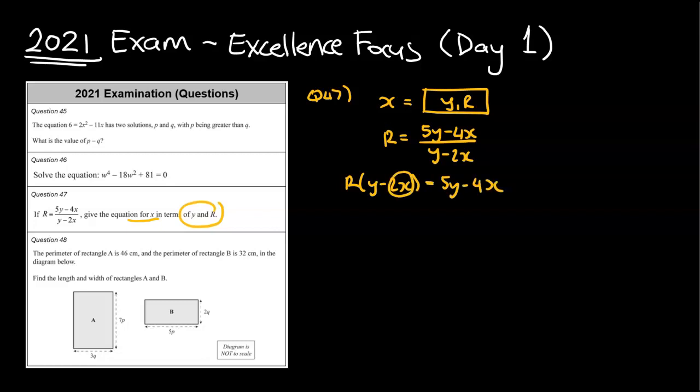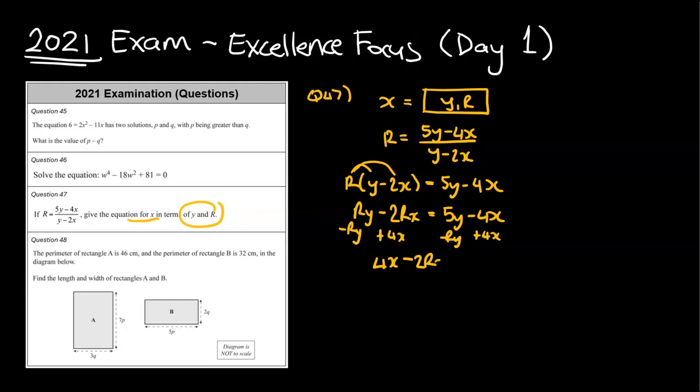This x is still locked away in a bracket, so it doesn't really help us yet. So we need to expand this. So that's going to be ry minus 2rx, and that there will be equal to 5y minus 4x. I'm going to move all the x's to this side and everything else to this side here. So I'm going to do plus 4x to both sides, and then I'm going to get rid of this ry, and I'm going to do that to both sides as well. So I'm going to have 4x minus 2rx, and that will be equal to, so those two have cancelled, and those two have cancelled.